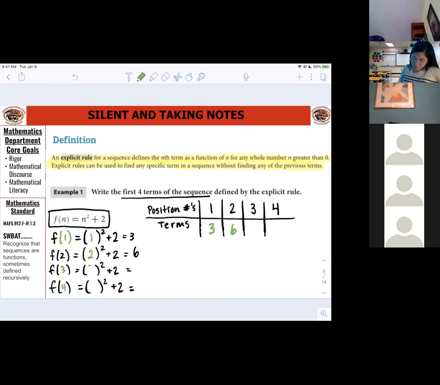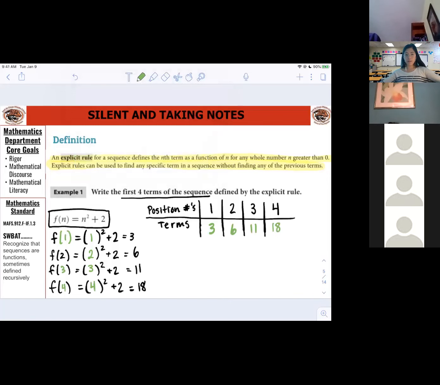Now my f of 3, I'm plugging in 3, so what's 3 times 3? 9. And then 9 plus 2? 11. So I get 11 for my third term. And now I'm plugging in a 4. 4 times 4 is 16. And then 16 plus 2? 18. So my fourth term is 18.